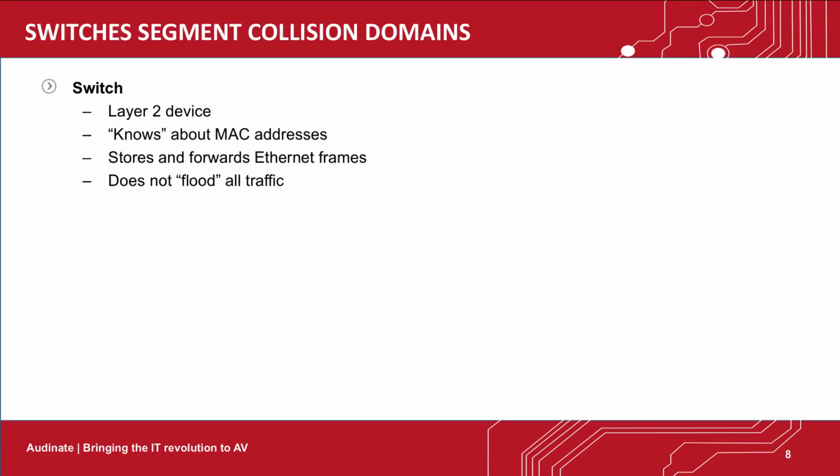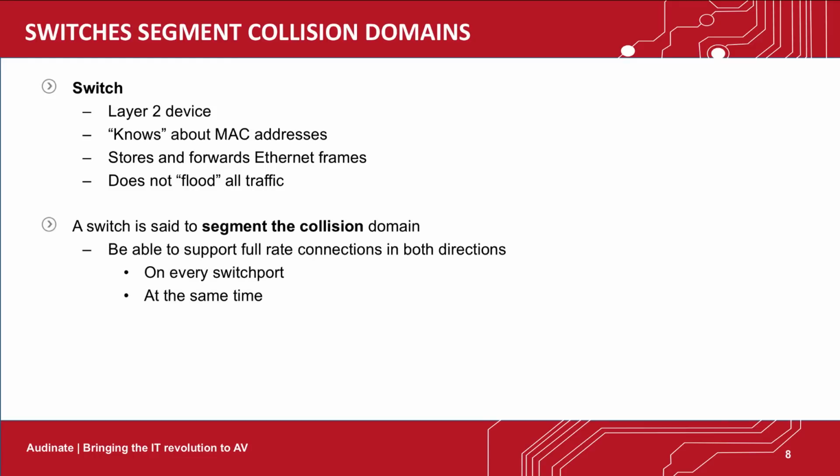A switch is a Layer 2 device. Unlike a hub, it knows about MAC addresses. It has a small buffer to store and forward Ethernet frames. A switch does not flood all traffic. A switch is set to segment the collision domain. In order to do this, a switch must be able to support full-rate connections in both directions on every switch port at the same time. This is called a non-blocking architecture.